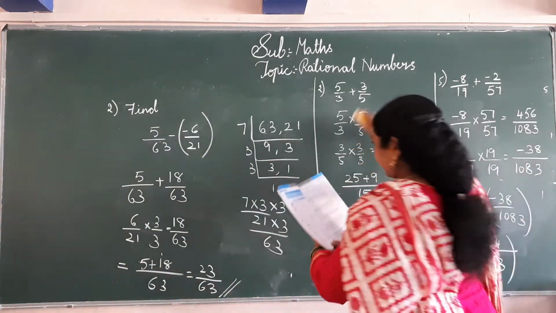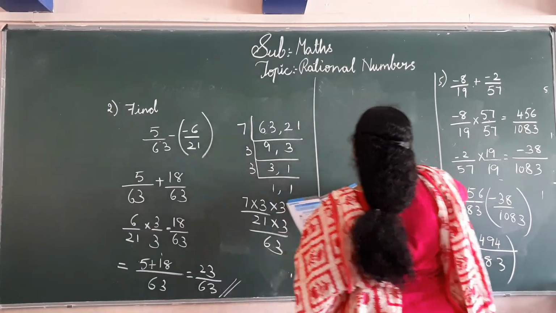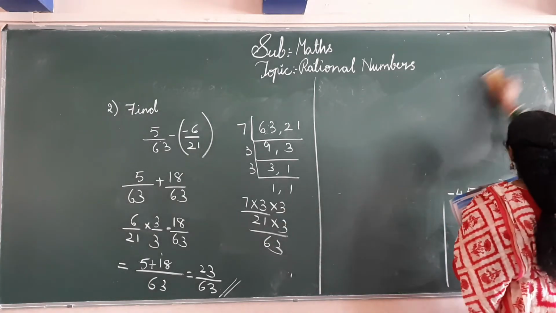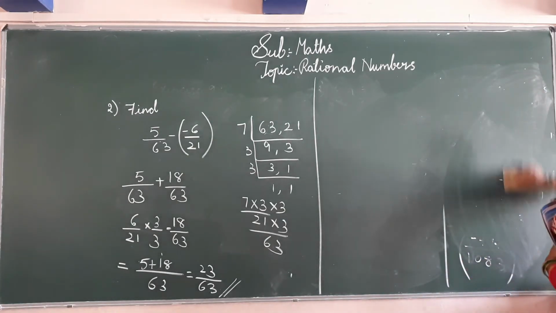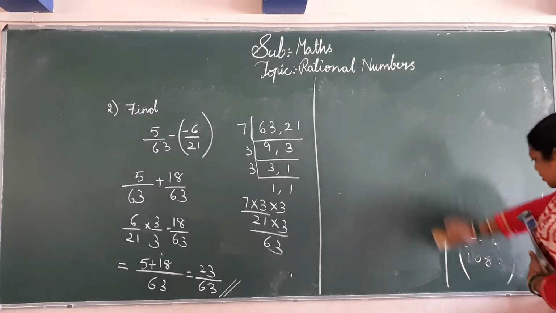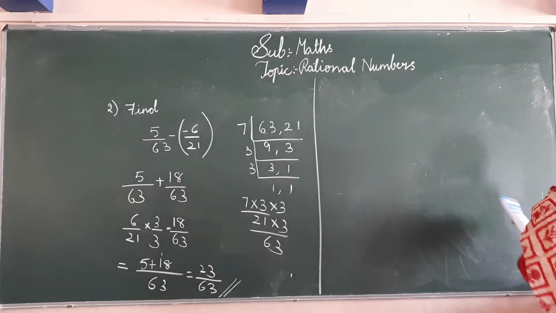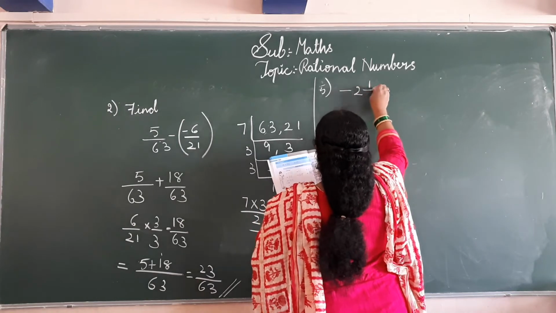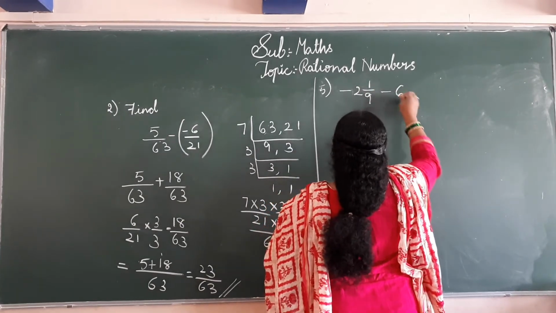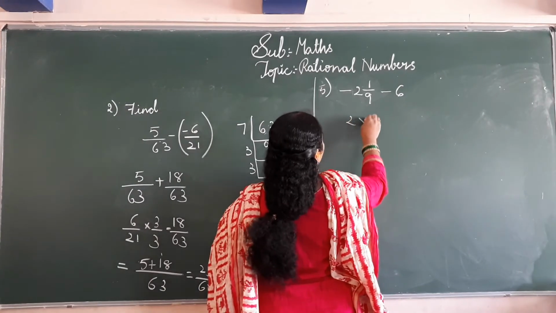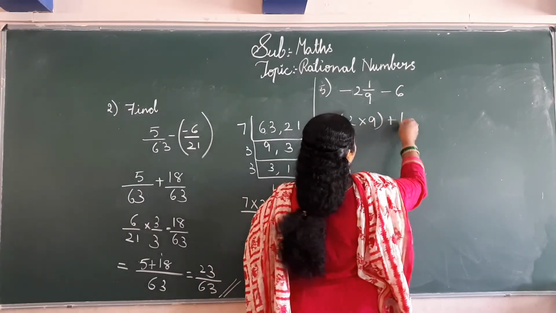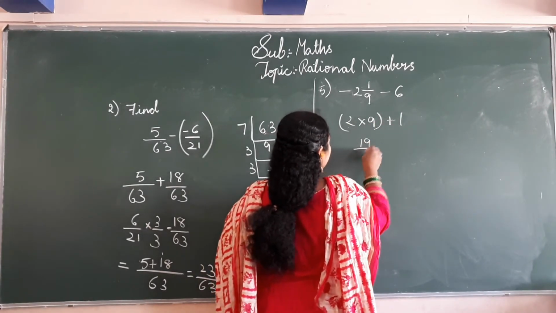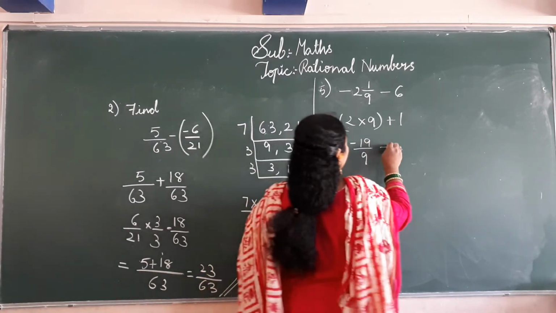Because it is in the mixed fraction form. Okay, the fifth one is minus 2 1 by 9 minus 6. 2 nines are 18. Hope you have not forgotten this. 2 nines are 18, 18 plus 1 is 19. 19 by 9 minus 6.